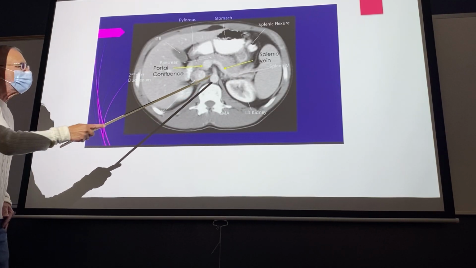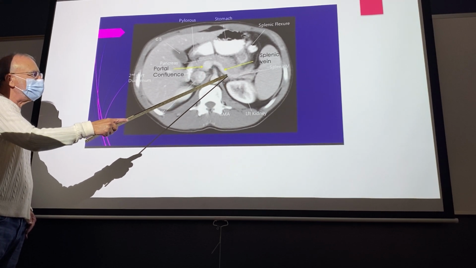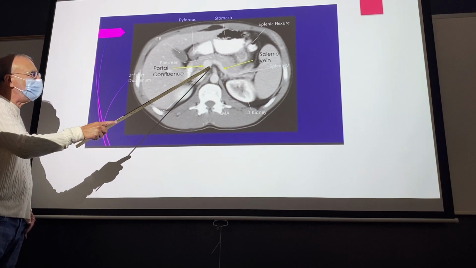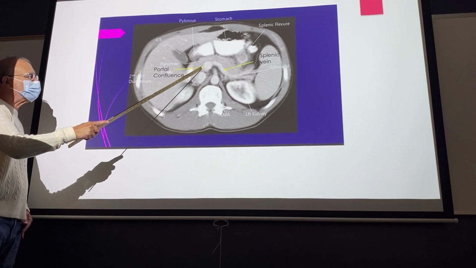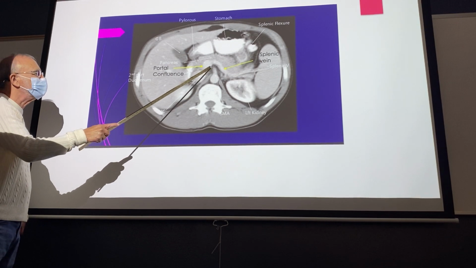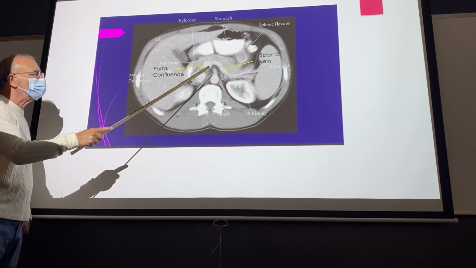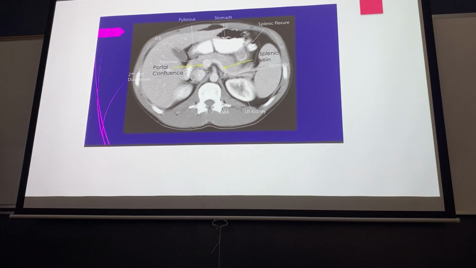These are labeled for you. Splenic vein, we can't quite see the IMV. It might be right about here. The SMV is going to terminate right here at this point, basically behind the head or neck of the pancreas. Collectively, we'll refer to it as the portal confluence.